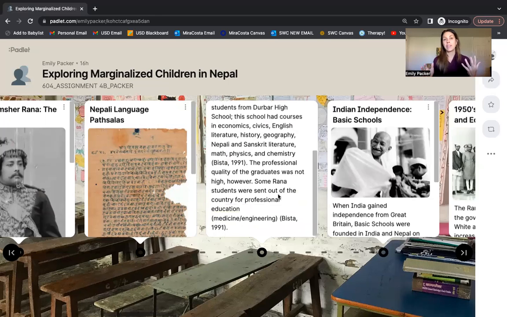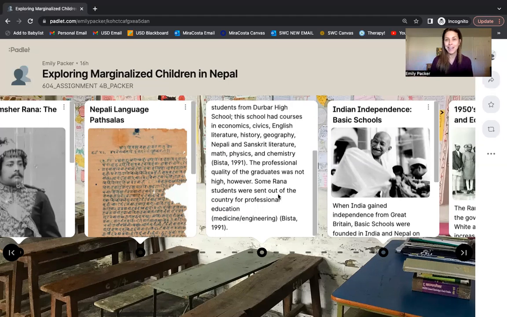So what happened when the Ranas needed specializations, or people who were specialized in certain areas, is they sent those individuals abroad. Those individuals went to Europe, to other places in Asia, to the United States, and then they came back and practiced medicine, engineering. So they did not have any special training within Nepal in the early 19th century that had to do with higher education past a comparable bachelor's degree.